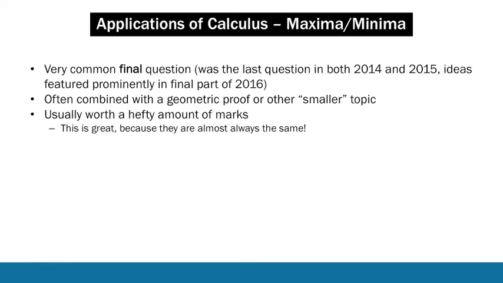It usually combines the ideas of differentiation and optimization with a smaller topic like geometry, or perhaps series or trigonometry. It's almost always worth 5 marks plus. Sometimes it can even be getting up into the 7 or even 8 mark range. So you need to know how to do these questions if you're aiming for a band 6.